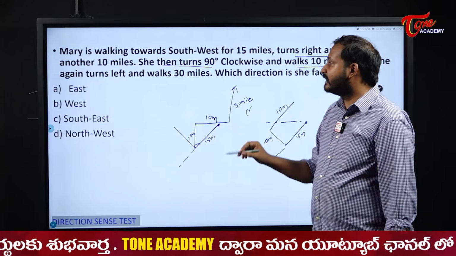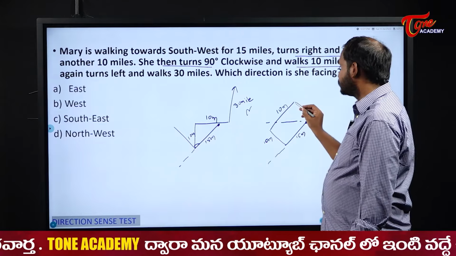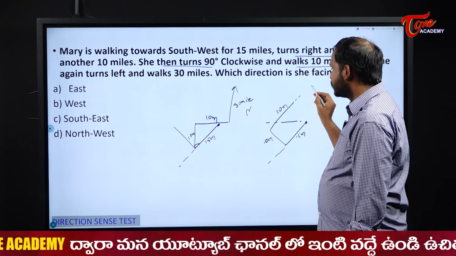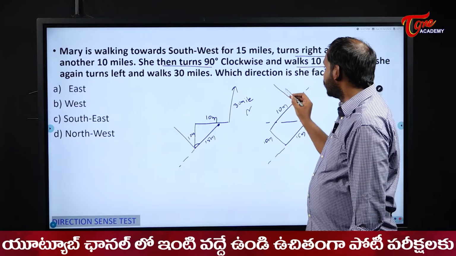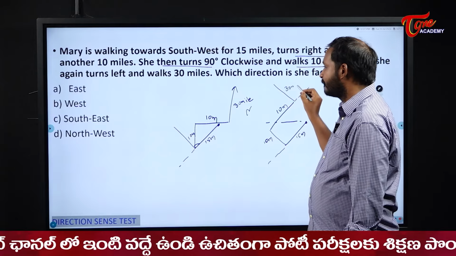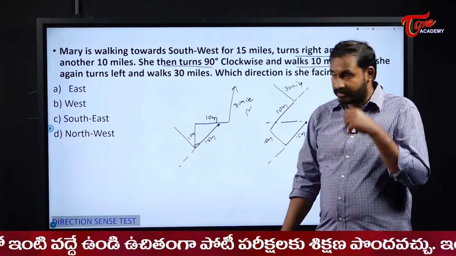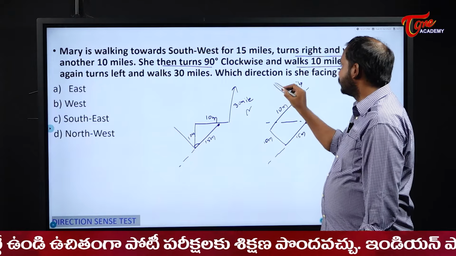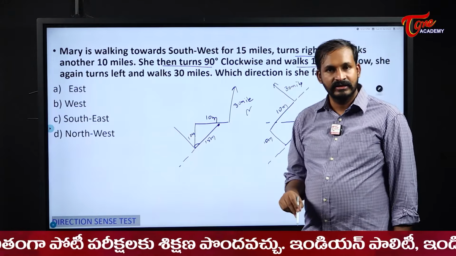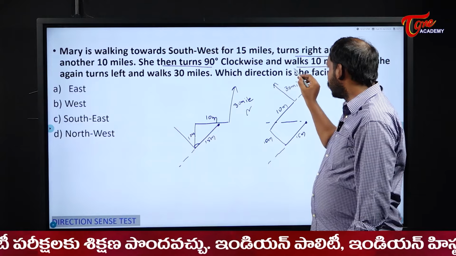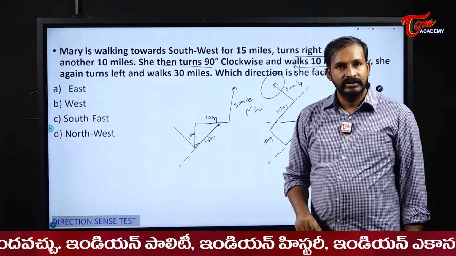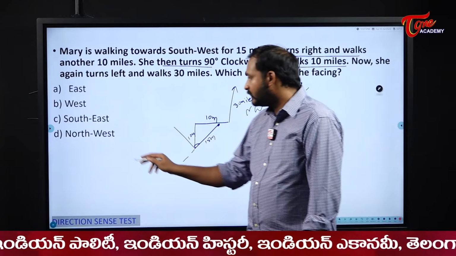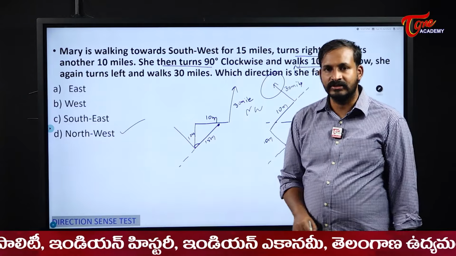Now she again turns left. Again turns left means this is our actual path. Now again she turns left. So this is the left. And walks 30 miles. Now which direction is she facing now? What is this direction, students? This is north and this is west. So this direction shows us north west. So our answer here becomes north west.